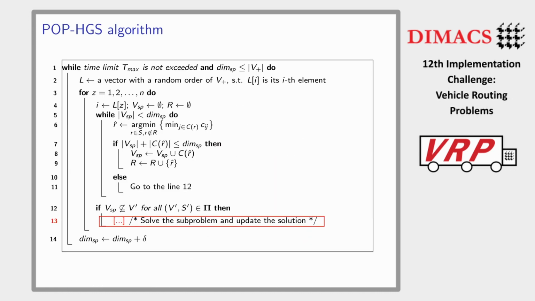Let me go back. So if we manage to improve the solution, we can shuffle again the list of seeds and try new sub-problems with the same target dimension. If after trying all the seeds for the current target dimension, no improvement was found, then we can, in line 14, increase the target dimension and explore larger sub-problems.